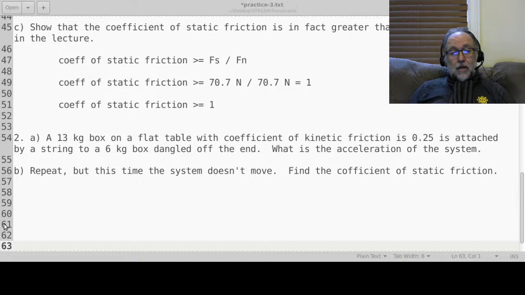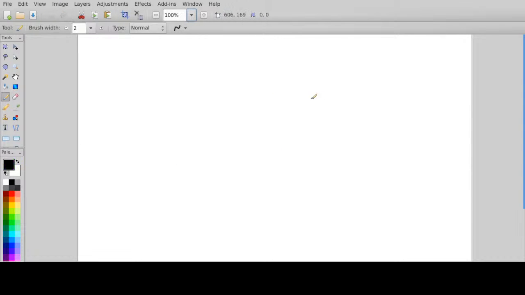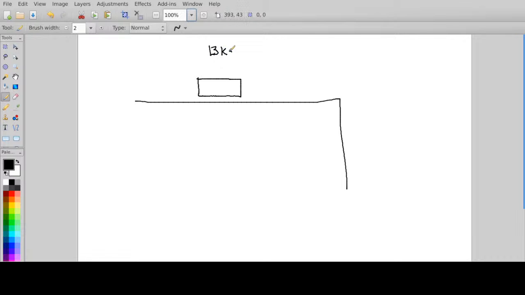So what's the first step? Draw a picture, right? So the 13 kilogram box is on the table, and the 6 kilogram box is off the end. New whiteboard. What would you see if you were in the lab? You would see a table like that. You would see a box on the table like this, and this one is 13 kilograms. And you would see a box off the end like this, and this one is 6 kilograms.